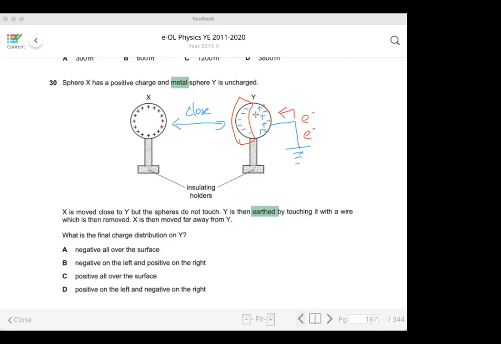Once you do that, then you move the X far, far away. So I remove this, and then finally, you'll only be left with negative throughout. Is that clear? Okay, so this is what this question means.